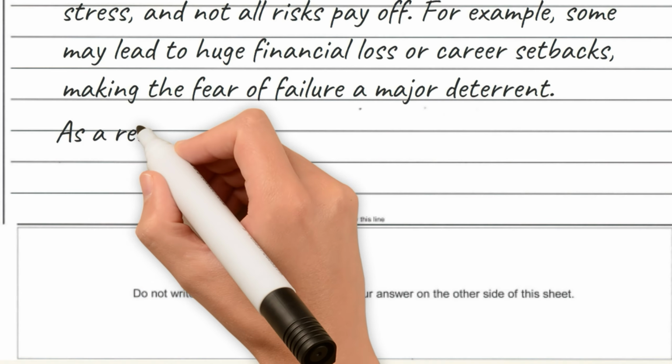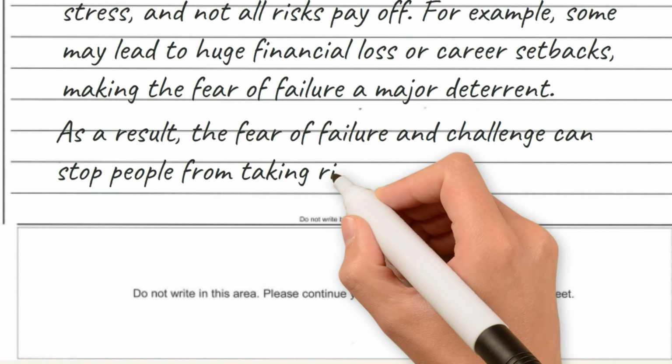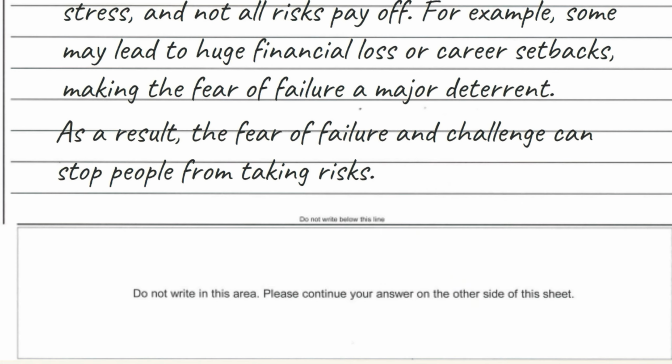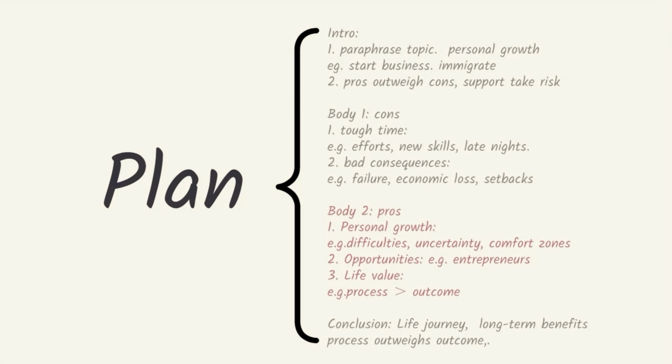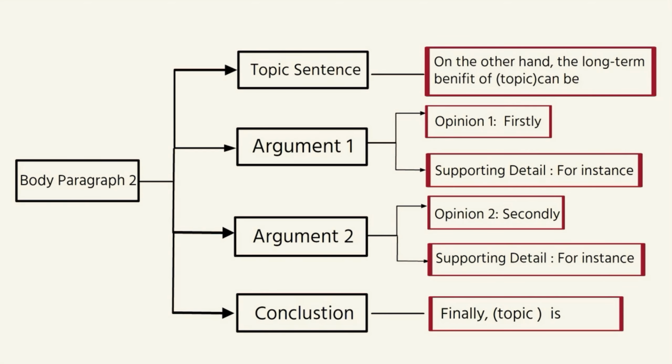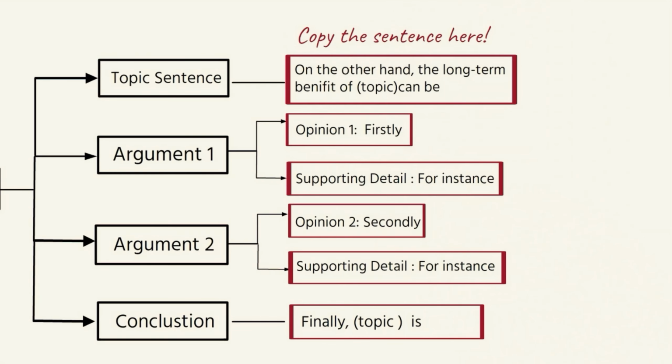Finally, the last sentence to summarize the paragraph. As a result, the fear of failure and challenge can stop people from taking risks. Body paragraph 1 is finished. Let's move on. The flowchart of body paragraph 2 is similar to the one of body paragraph 1. Just follow the steps and copy the sentences here.